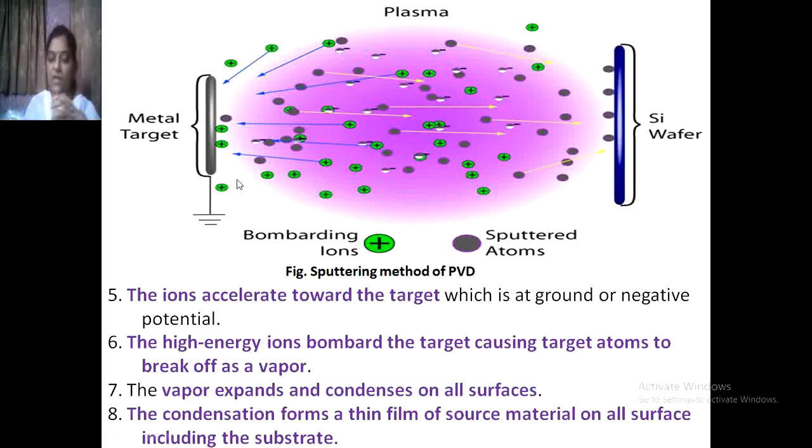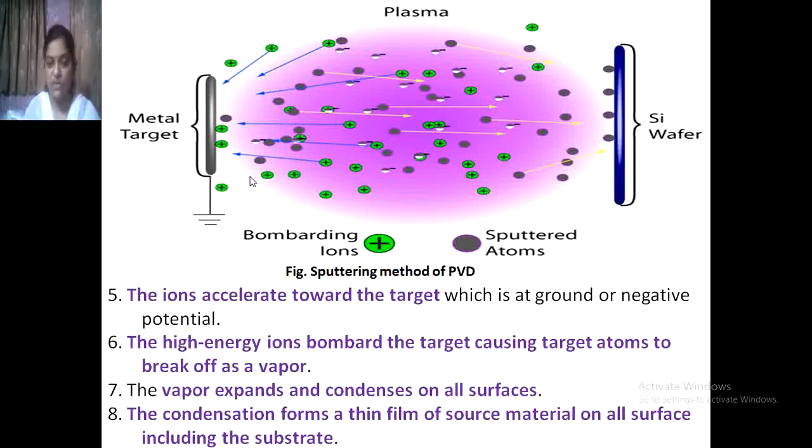The high energy ions bombard the target, causing target atoms to break off as a vapor. The vapor expands and condenses on all surfaces. The condensation forms a thin film.